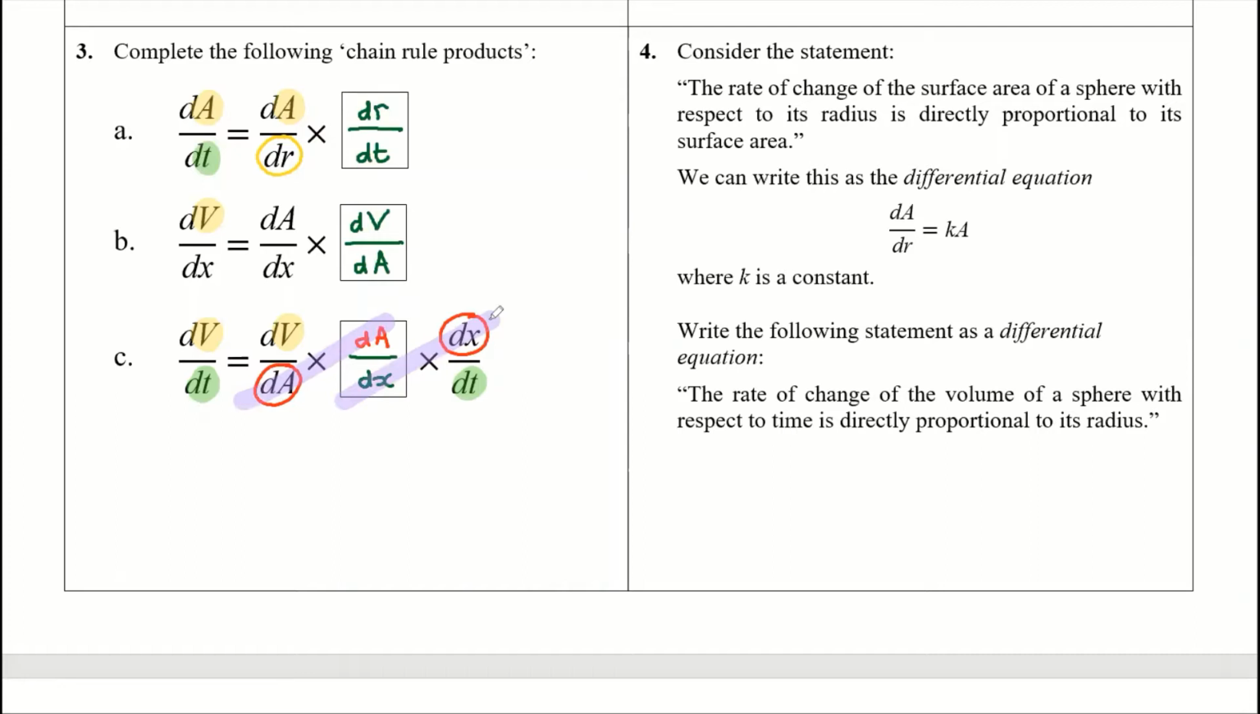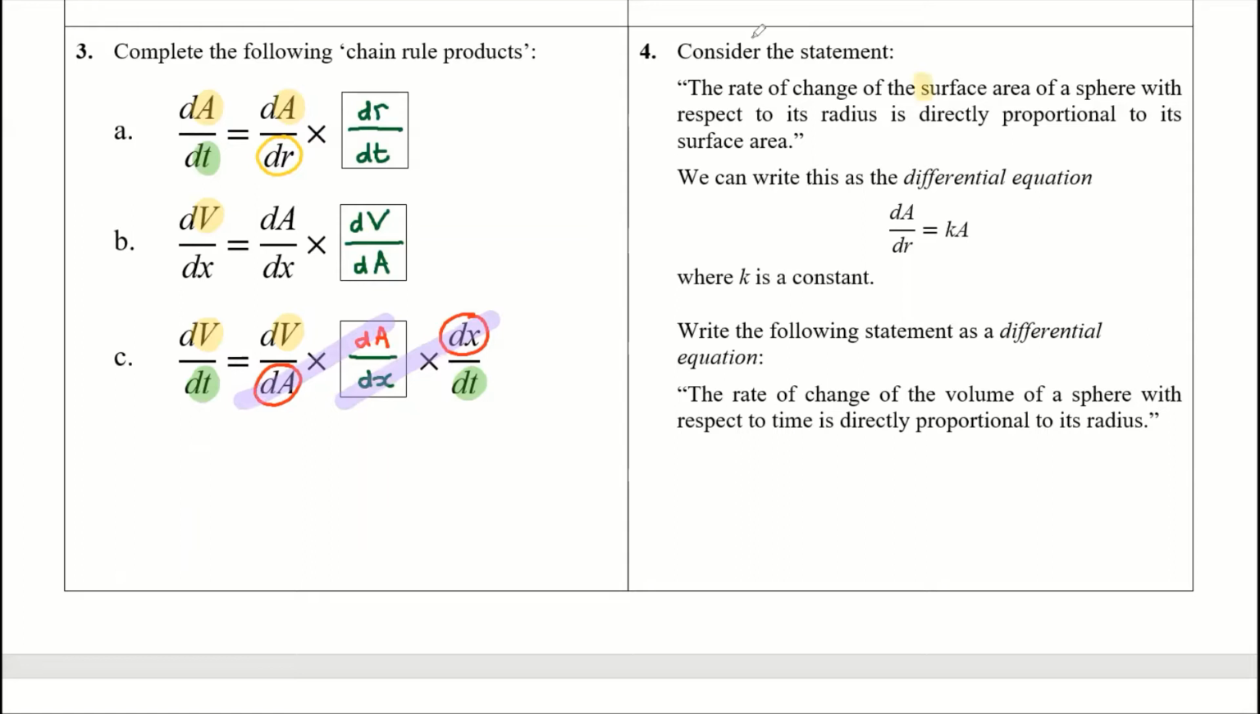Okay. Now we're going to move on to question 4, where we have quite a lot of text to plow through. Let's have a go at this. So in number 4, it says, consider the statement. The rate of change of the surface area of a sphere with respect to its radius is directly proportional to its surface area. And it says we can write this as a differential equation, dA by dr equals KA. So let's summarize what this has told us.